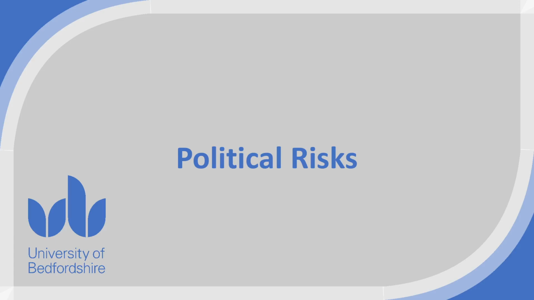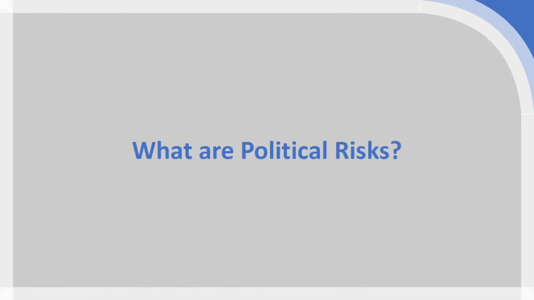We're going to be defining political risks as well as taking a look at the four major categories of political risk. So if we start just by asking that basic question of what are political risks, well, essentially they're risks that derive in some way from political systems within any given country.